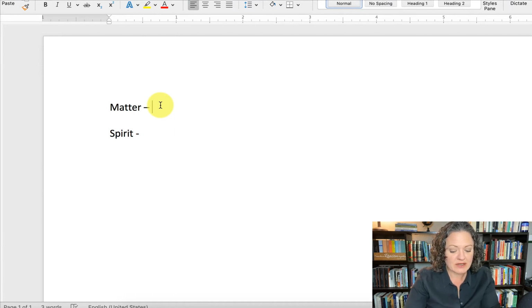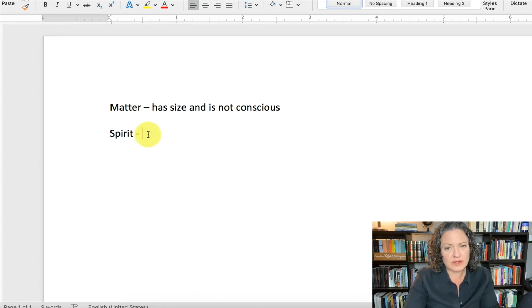So let's talk about matter. Matter is something that has size. Philosophers say it's extended and it is not conscious, self-aware. So think of atoms. Atoms have protons, electrons, neutrons. They have energy. They are physical. We could measure them. Things that are material are made of atoms, right? So matter has size and is not conscious. So think about an atom again. Are they self-aware? Are they a thinking thing? Probably not. Although you will encounter some philosophers in our class that propose that they are.